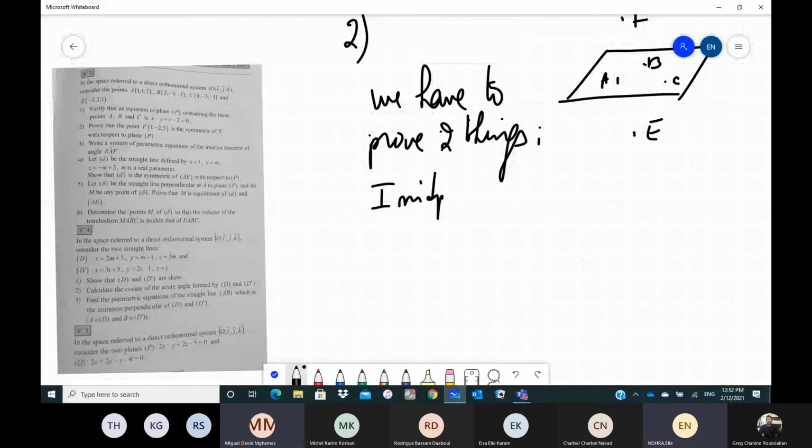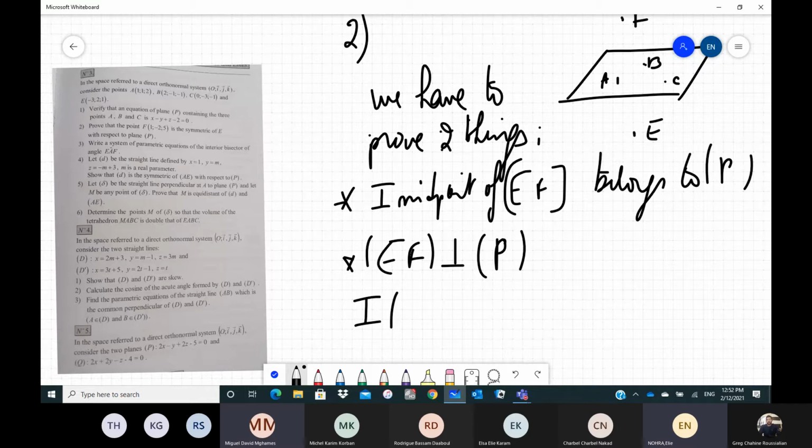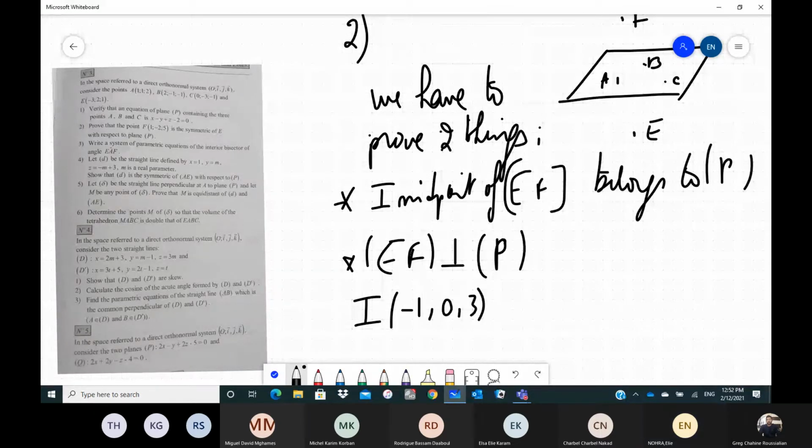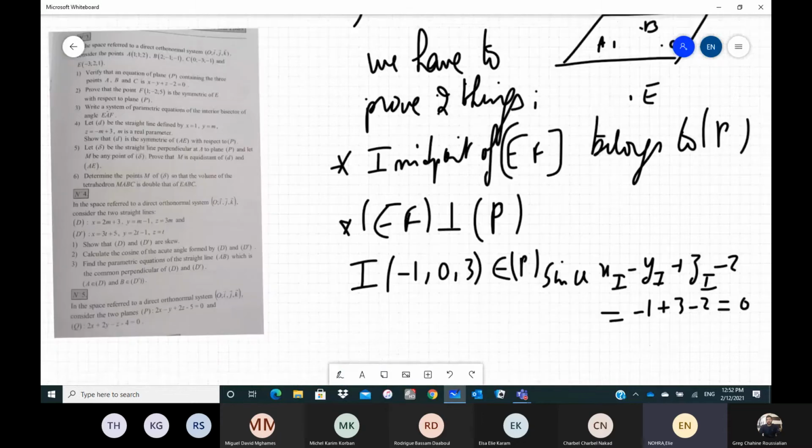مظبوط. I midpoint of EF belongs to P وبدنا نبرهن انه EF is perpendicular to the plane. اوكي, I midpoint of EF, معكم ال E ومعكم ال F. I midpoint of EF يعني minus 1, 0, 3 belongs to P since x of I minus y of I plus z of I minus 2 equals minus 1 plus 3 minus 2 equals to 0. And then the first one is verified.